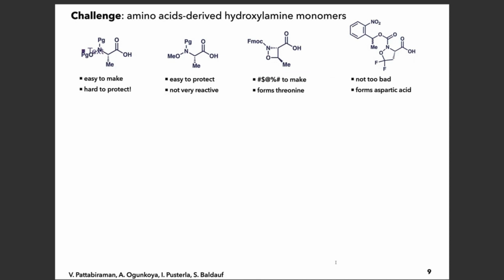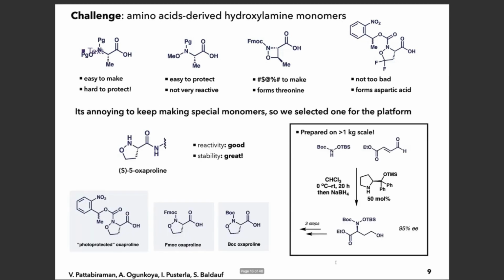For the hydroxylamine, we had some more challenges. So not all of them are stable, and some that are stable are not easy to make. And for the most part, we eventually settled on using this, what we call 5-oxyproline. This is very easy to make by a catalytic and enantioselective route. It is completely stable. It's basically just like proline. We can protect it in many different ways, and we never see any decomposition, any premature cleavage of the NO bond or anything like that.